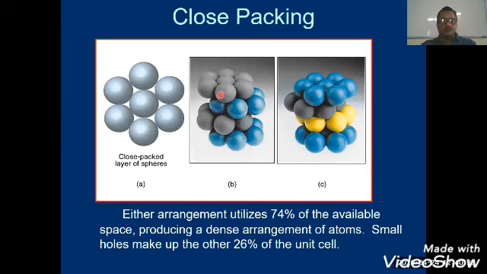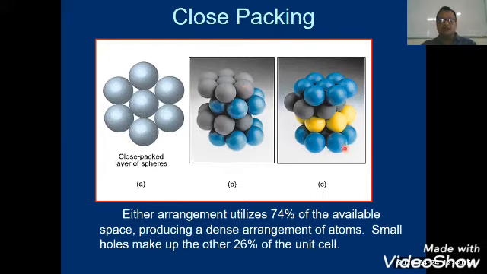This is your hexagonal close packing. This is the first layer. This is the second layer. The first layer is exactly at the top of the second layer, and the fourth layer is exactly at the top of the second layer. So you can call it AB type.